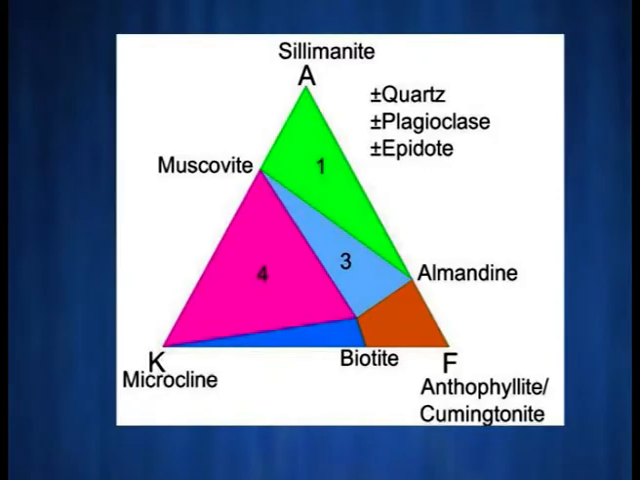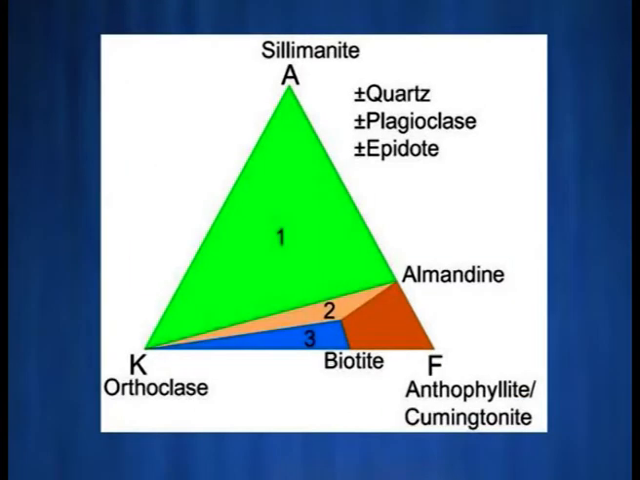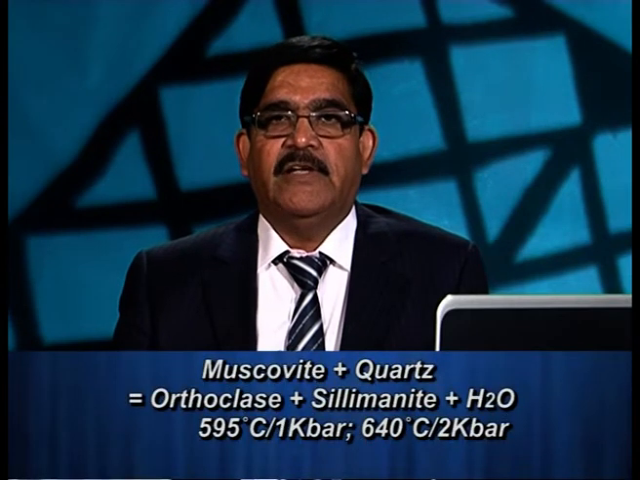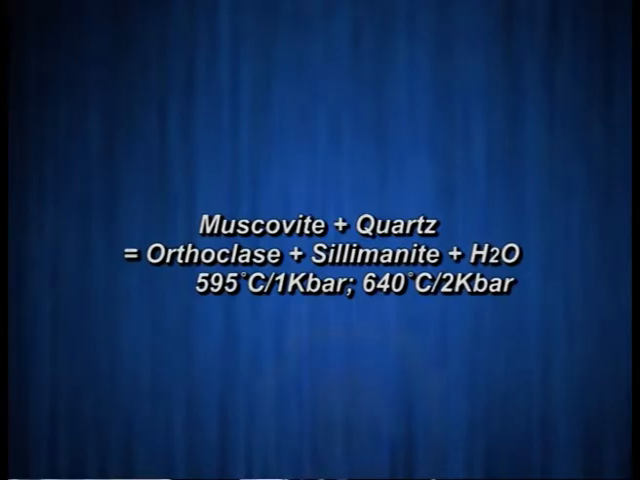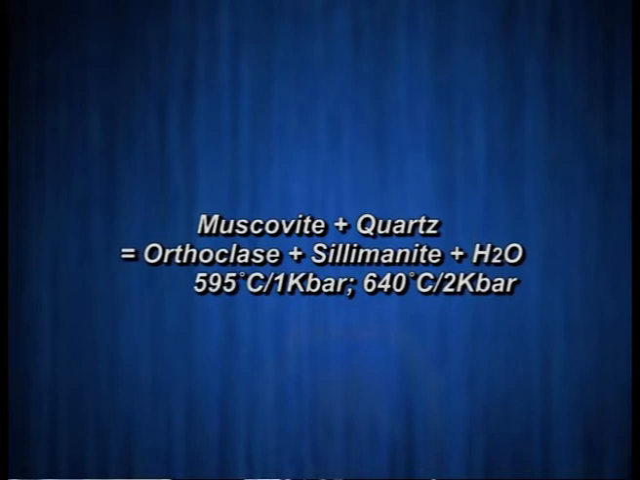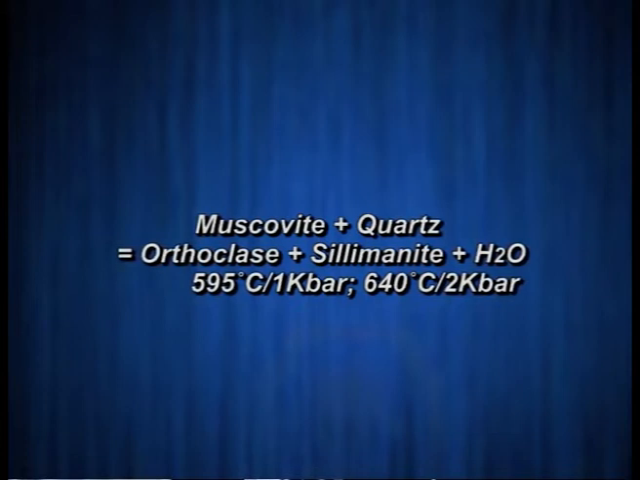Muscovite, which was present throughout the range of metamorphism from greenschist to the sillimanite muscovite zone of the Amphibolite Facies, now becomes unstable. It is with this breakdown of the muscovite that the sillimanite orthoclase zone begins. The following reaction takes place. Reaction number 10, muscovite plus quartz give rise to orthoclase plus sillimanite plus water, which occurs at 595 degree centigrade, 1 kilobar, 640 degree centigrade, 2 kilobar, by Day and Chatterjee 1974.